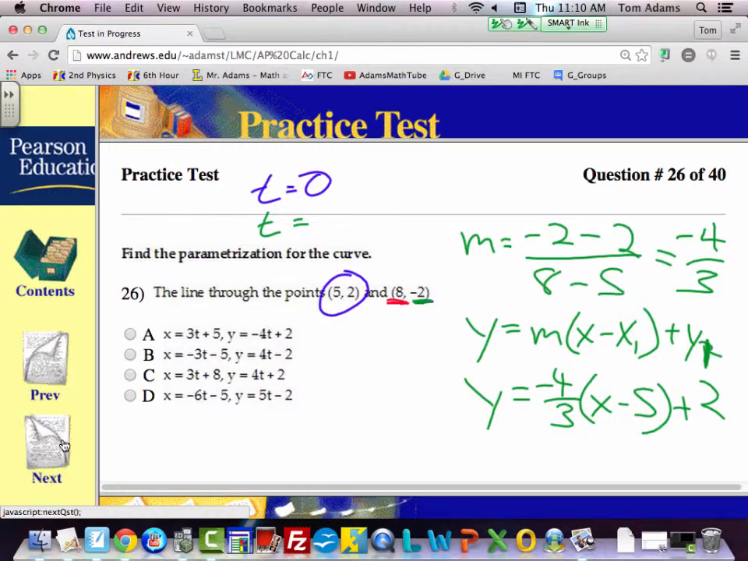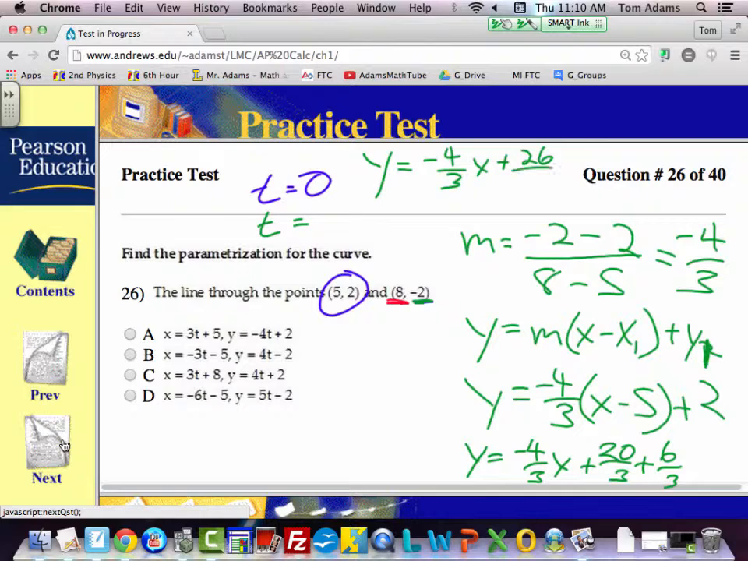which is 2. Now, if I push that through, I get y is equal to negative 4/3 x plus 20/3. And then this would be the same as 6/3, right? So my Cartesian equation would be y is equal to negative 4/3 x plus 26/3. Now if I multiply everything by 3, I get 3y is equal to negative 4x plus 26.